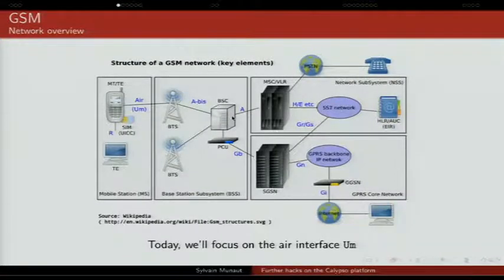So let's talk about GSM. This is what a GSM network looks like, and for the purpose of this talk, we will only focus on the air interface, that is all the communication between the phone and the network. The internal architecture of the network, we don't have to simulate the internal stuff and stuff like that. As long as for the phone we appear as a network, we're good.